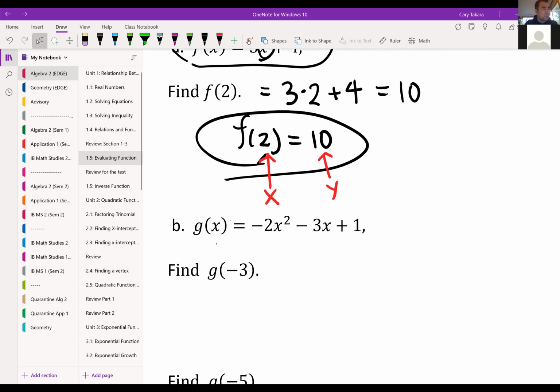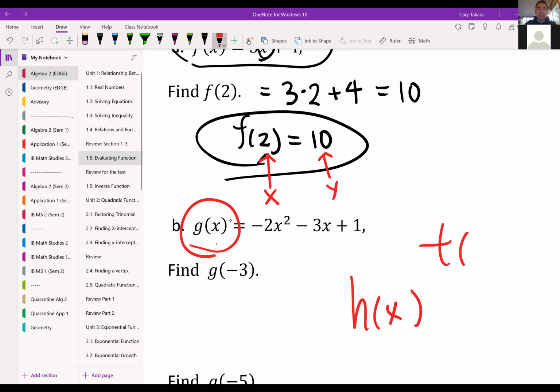You don't have to use f. The letter f is just an arbitrary letter. You can use any letter, but f is used quite a bit, probably the most. But you will see, for example, g of x, h of x, or t of x. You will see all kinds of function letters.